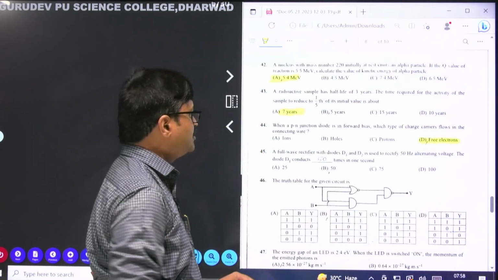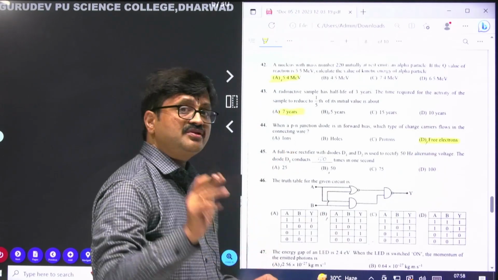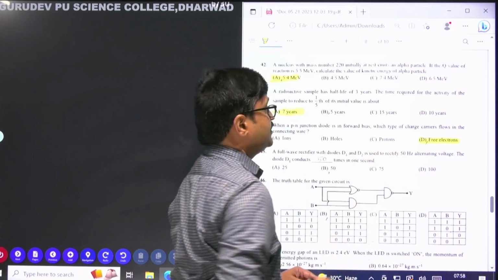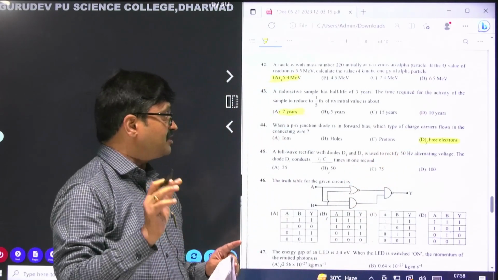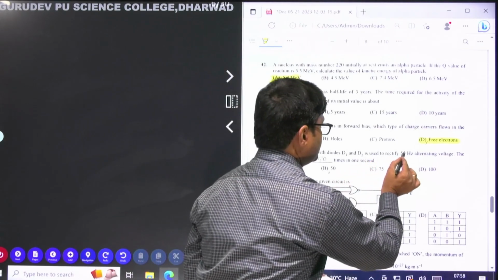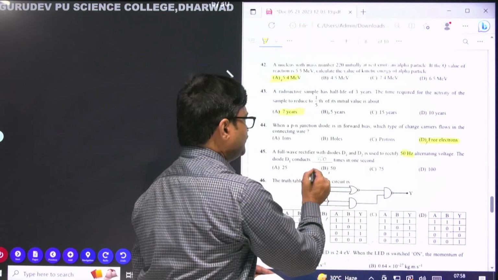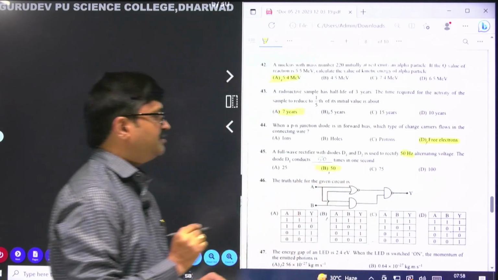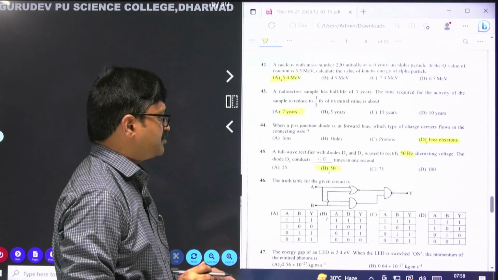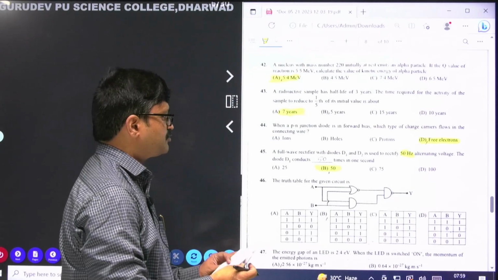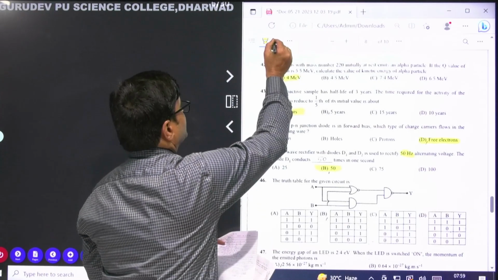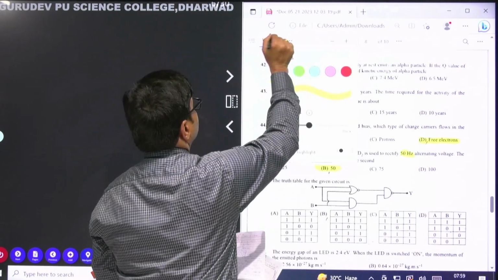Now 45th question, a full wave rectifier with diodes D1 and D2 used to rectify 50 Hertz alternating voltage. The diode D1 conducts dash times in 1 second. Now, what is the frequency here? 50 Hertz. So, in 1 second, it should conduct 50 times. So, I can go ahead and answer this question in this manner. Okay. Now, let me move on to the 46th question quickly. Now, in order to solve this 46th question, I'll be mentioning this part here directly.